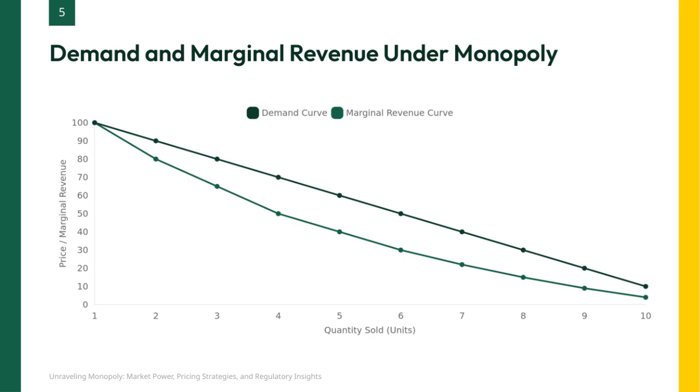The marginal revenue curve, however, behaves differently. It always lies below the demand curve, except at the first unit, reflecting that each additional unit sold adds less to total revenue than the price suggests. So when the quantity increases from 1 to 2 units, the marginal revenue drops to 80, even though the price for the second unit is 90.